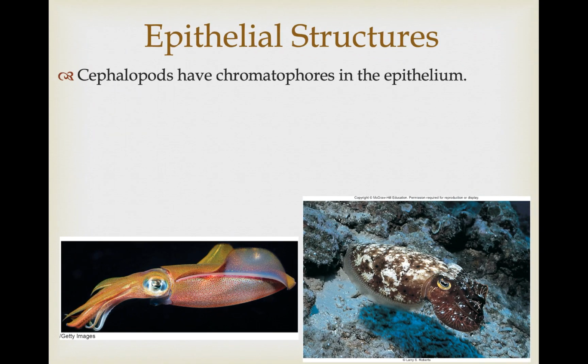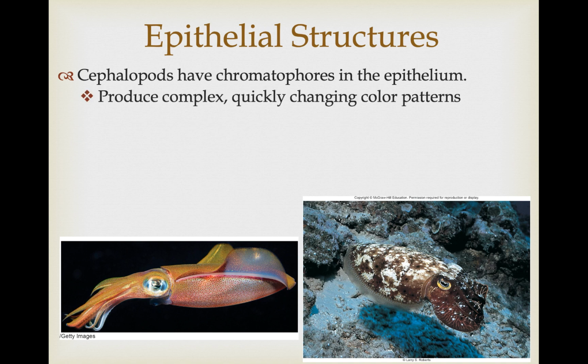Again, the cephalopods have really modified their body a lot, and one aspect of that is their epithelium. They have these chromatophores in their epithelium that allow them to change colors really rapidly. They can produce really complex color patterns and can actually flash these colors by changing the size of their chromatophores by minute muscular contractions.